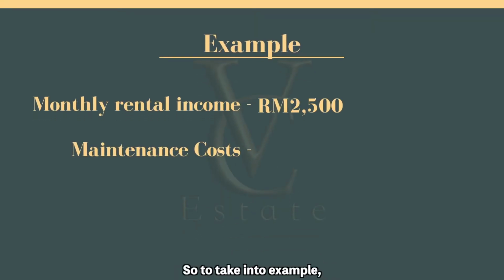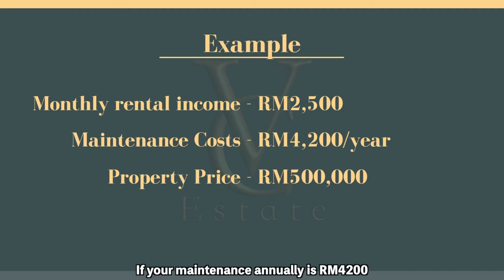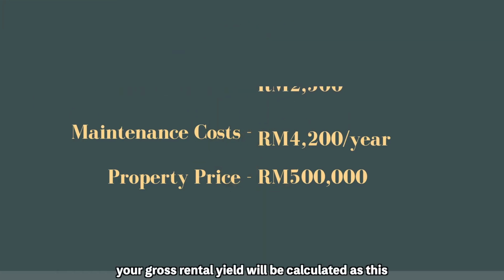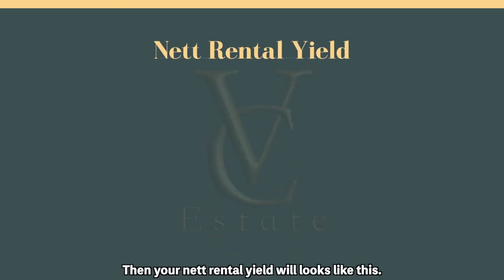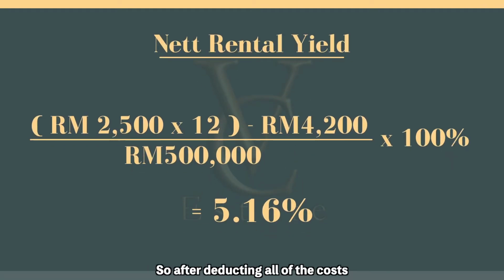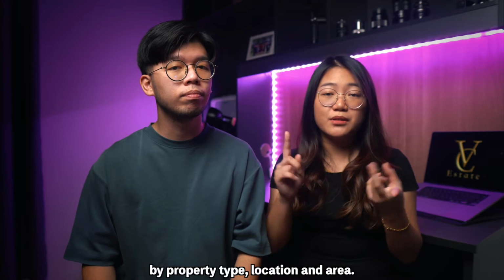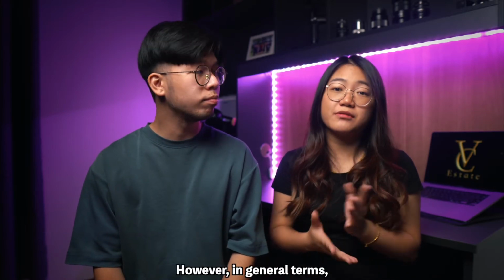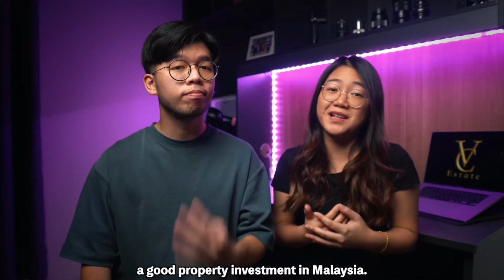To take an example, your monthly income for this unit might be 2,005. If your maintenance annually is 4,200 and you bought your property for 500,000, your gross rental yield would be calculated like this. Yep, so you get 6%. Then your net rental yield would look like this. After deducting all of the costs, your rental yield is around 5.16%. Rental yield can vary wildly by property type, location, and area. However, in general terms, a rental yield of 4% or more would be considered a good property investment in Malaysia.